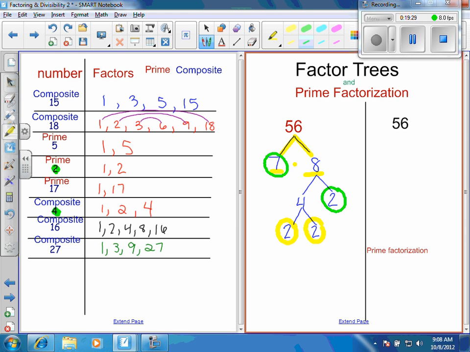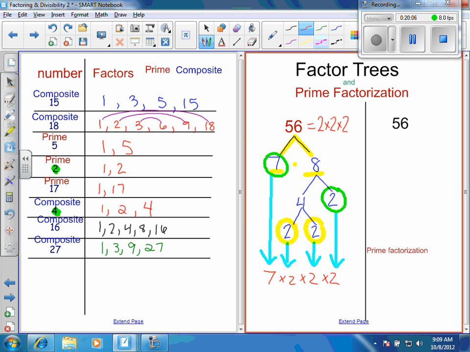So a lot of people use this technique, and I think it's a really good idea, to just move them down to the same level so you don't lose track of them, like this. And you have 7 times 2 times 2 times 2. That's the prime factorization of 56. So what that means is, can you write 56 in a way that you're multiplying only prime numbers to get to 56. And usually you write them in order. So you'd say 2 times 2 times 2 times 7.